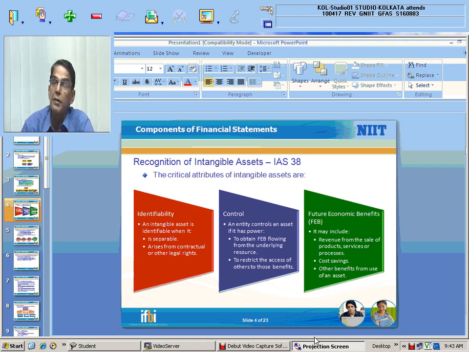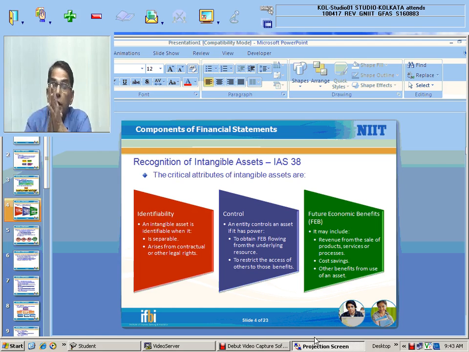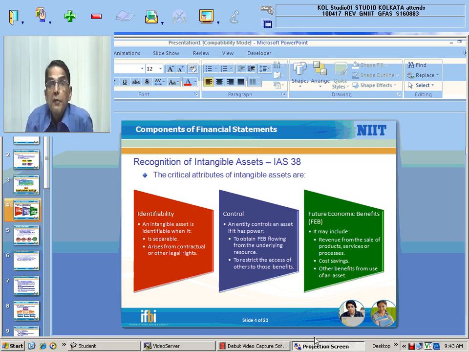So the skilled employee may leave for another organization. When he goes to another organization, the other organization will be deriving those economic benefits from his skill. So the entity has no control over the skilled staff. As long as the skilled employee is working for the employer, the future economic benefits can be obtained by the employer. But once the skilled employee goes to another organization, the other organization will be benefiting from that skill.